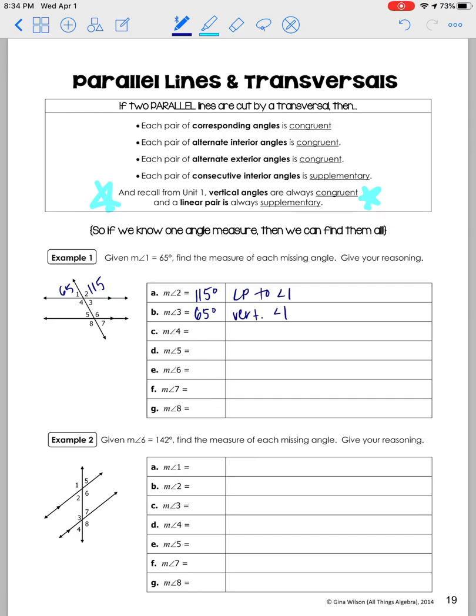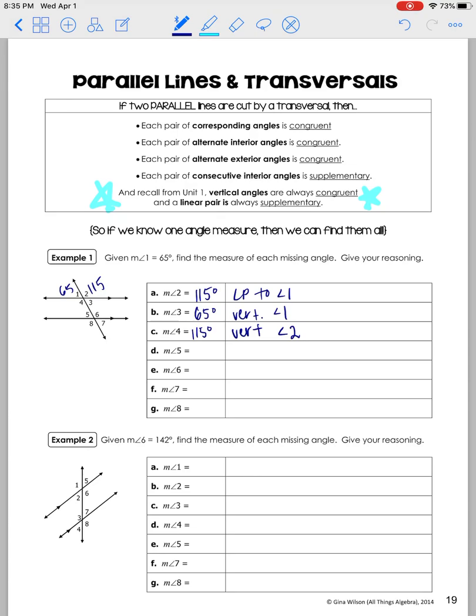Again, you could have done 2 and 3 are a linear pair and found it that way. It's all very cyclical here, guys. There's a million ways to get to each angle. Number 4 is vertical to angle 2.